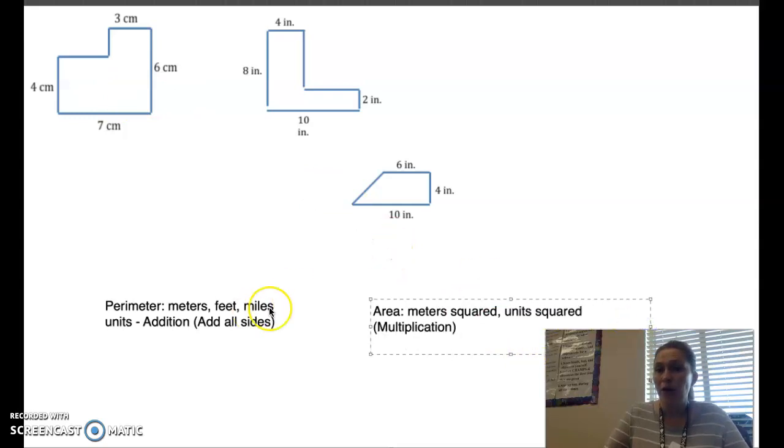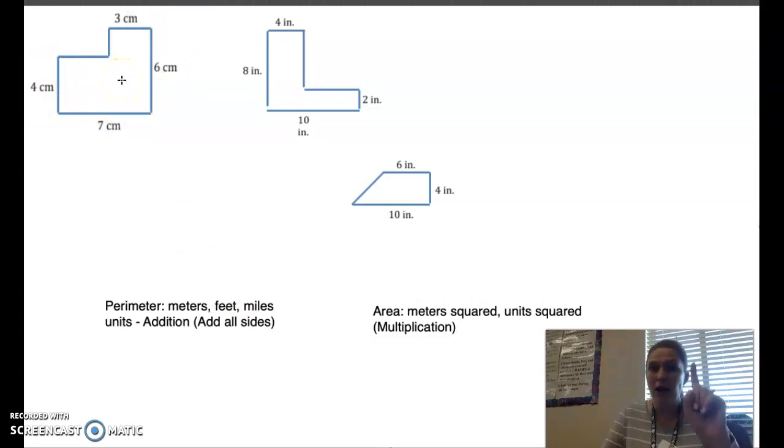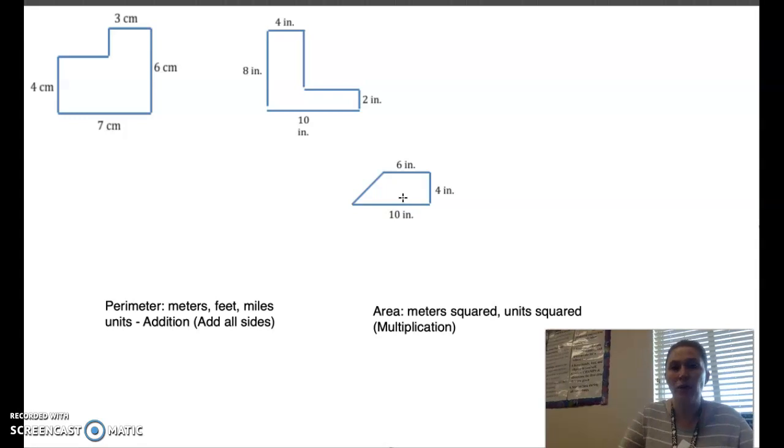So for the questions that you have today, you're going to be finding the area or the perimeter or both for different shapes. We're going to start with this first shape right here, and we're going to find both the area and the perimeter. Then on the second shape, we'll just find the perimeter. And on the third shape, we'll find the area. And then hopefully we'll be able to do the assignment. Hopefully it won't be too complicated.